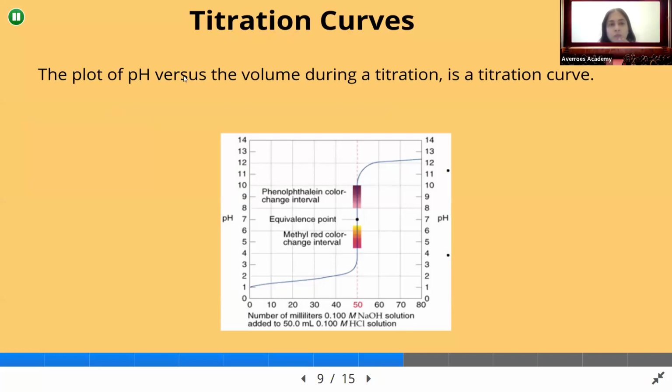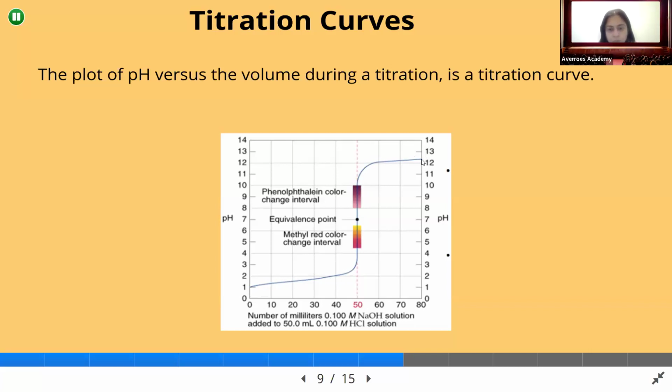And the plot of the pH versus the volume added during a titration forms what we call a titration curve. So in this example, when the pH of the solution in the receiving flask is plotted against the volume of the 0.1 M NaOH solution, the result is this titration curve.